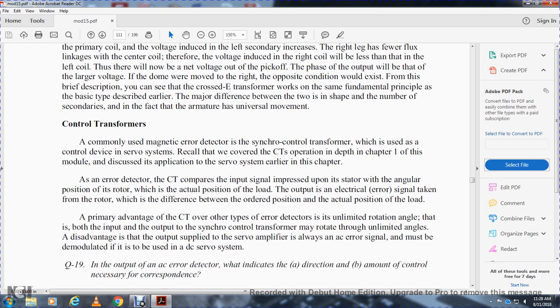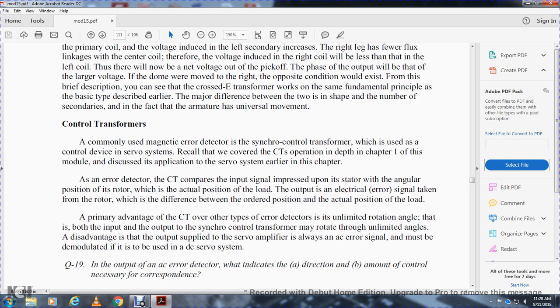Control transformer. Commonly used with the synchro control transformer when used with the control device in a servo system. Recall the operation of the control transformer from chapter 1. The active area of the control transformer compares the input signal with the angular position of the rotor, the actual position of the load, and the output is an electrical error signal taken from the rotor, the difference between the ordered position and the actual position of the load.